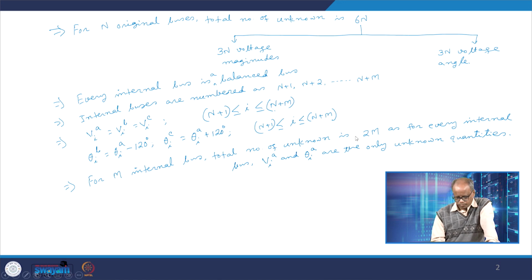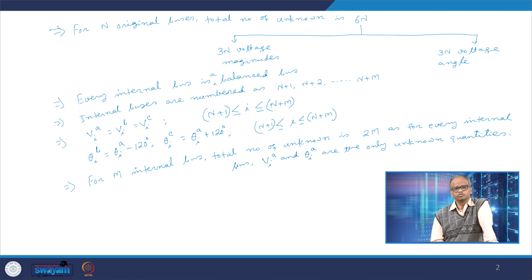So, out of these 2m quantities, m unknown quantities would correspond to the voltage magnitudes of the internal buses, and the remaining m unknown quantities would correspond to the voltage angles of the internal buses. So, here it appears that the total number of unknowns is 6n plus 2m.